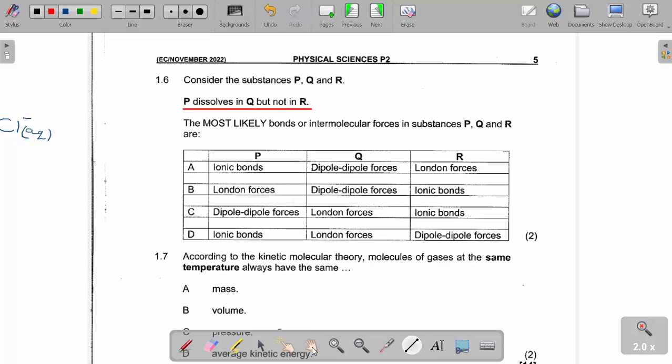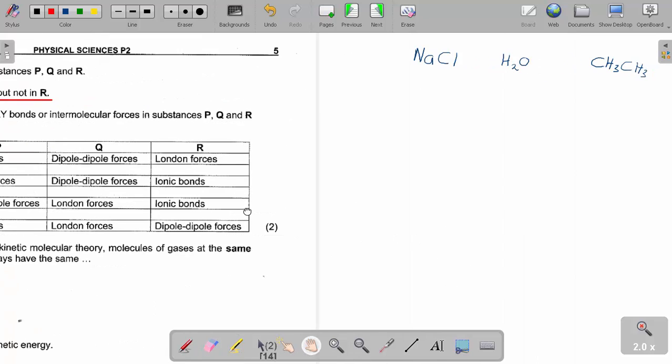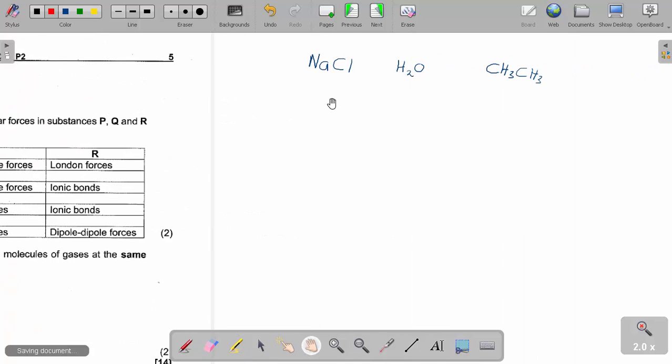Guys, check this out. Now, if I have sodium chloride and then water and then ethane. This ethane, we're going to see more about it next month because our extra classes for grade 12 are starting next month in December 2022, where we have organic molecules. This is one of them we're going to look at.